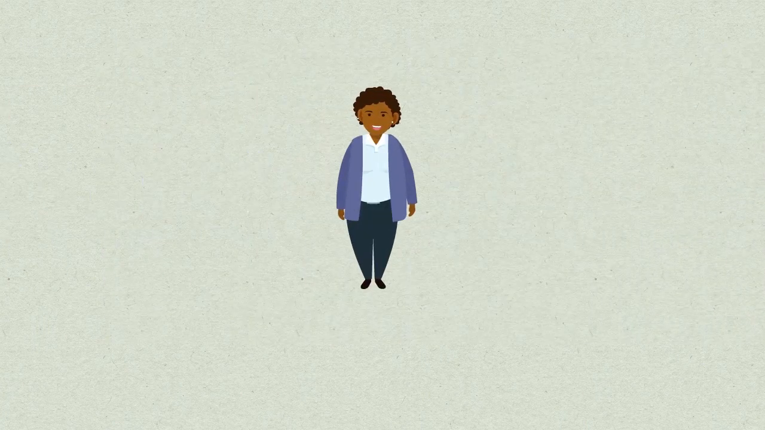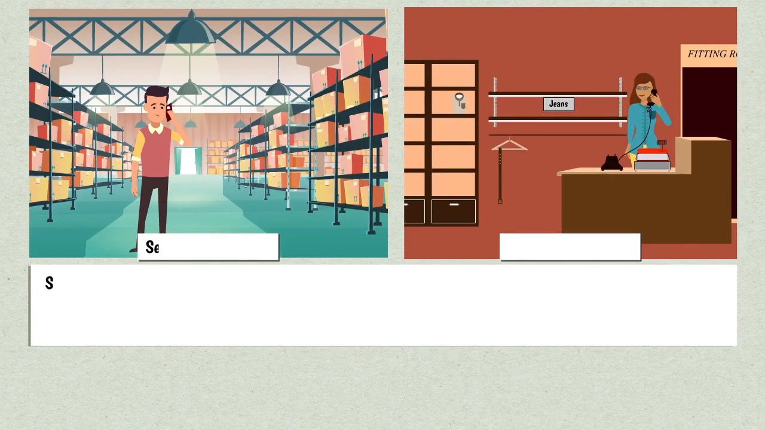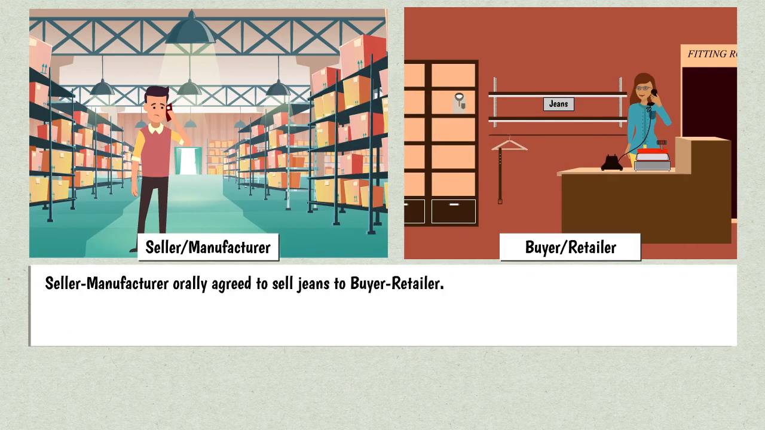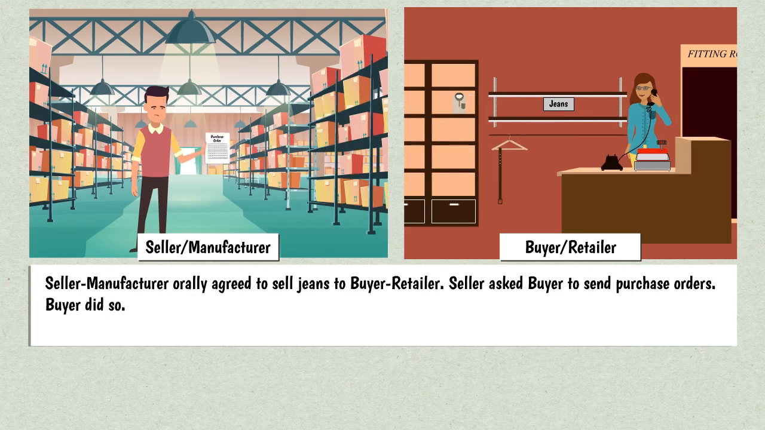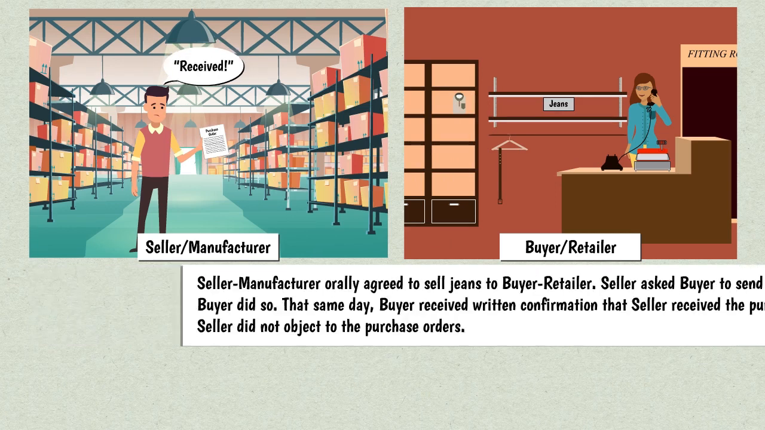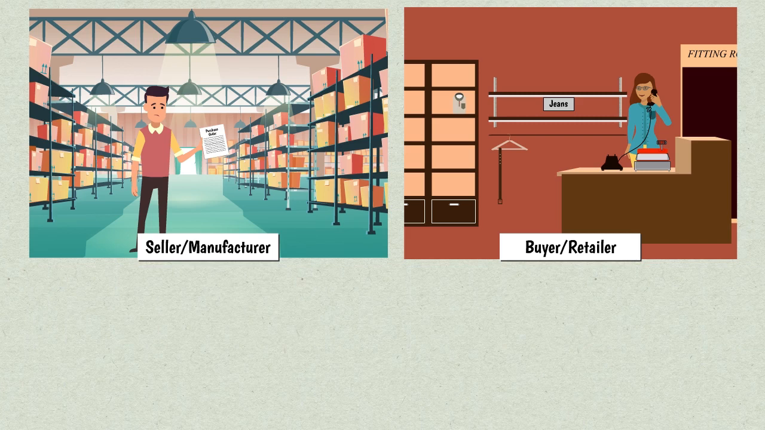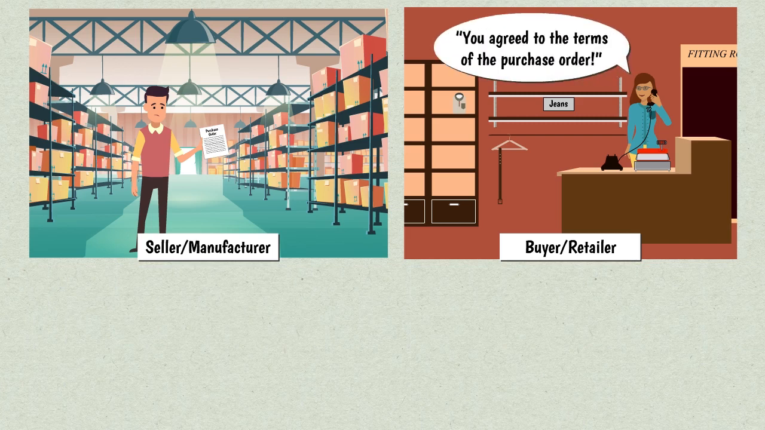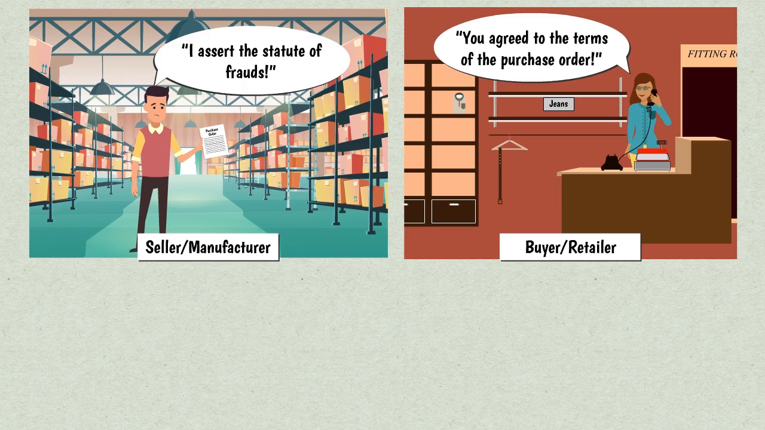This is a challenging rule to apply. Let's walk through a basic example. Seller manufacturer orally agreed to sell jeans to buyer retailer. Seller asked buyer to send purchase orders. Buyer did so. That same day, buyer received written confirmation that seller received the purchase orders. Seller did not object to the purchase orders. Seller failed to deliver the jeans. Buyer sues to enforce the agreement, but seller asserts the statute of frauds as a defense.